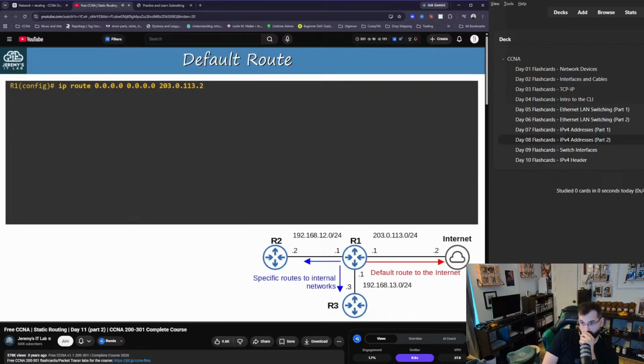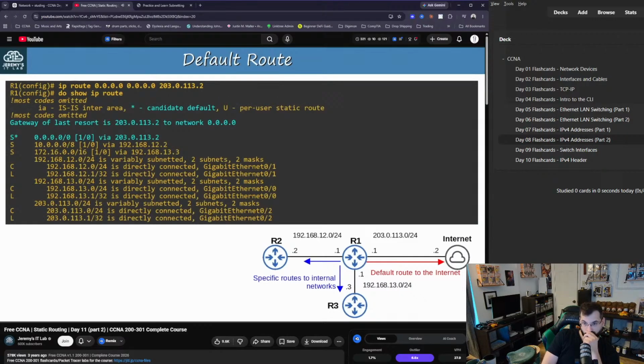Here's how to configure a default route. The structure of the command is the same as any other static route, but the network and net mask should both be all zeros, 0.0.0.0. And that's it. R1 now has a default route. I checked R1's routing table.